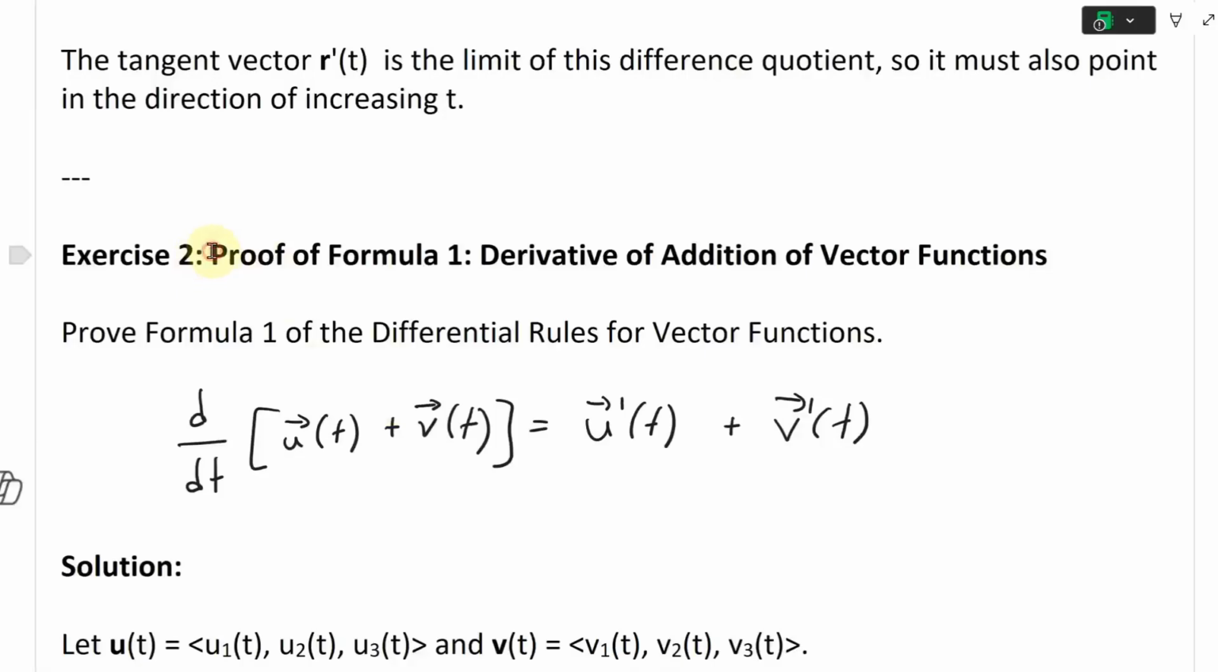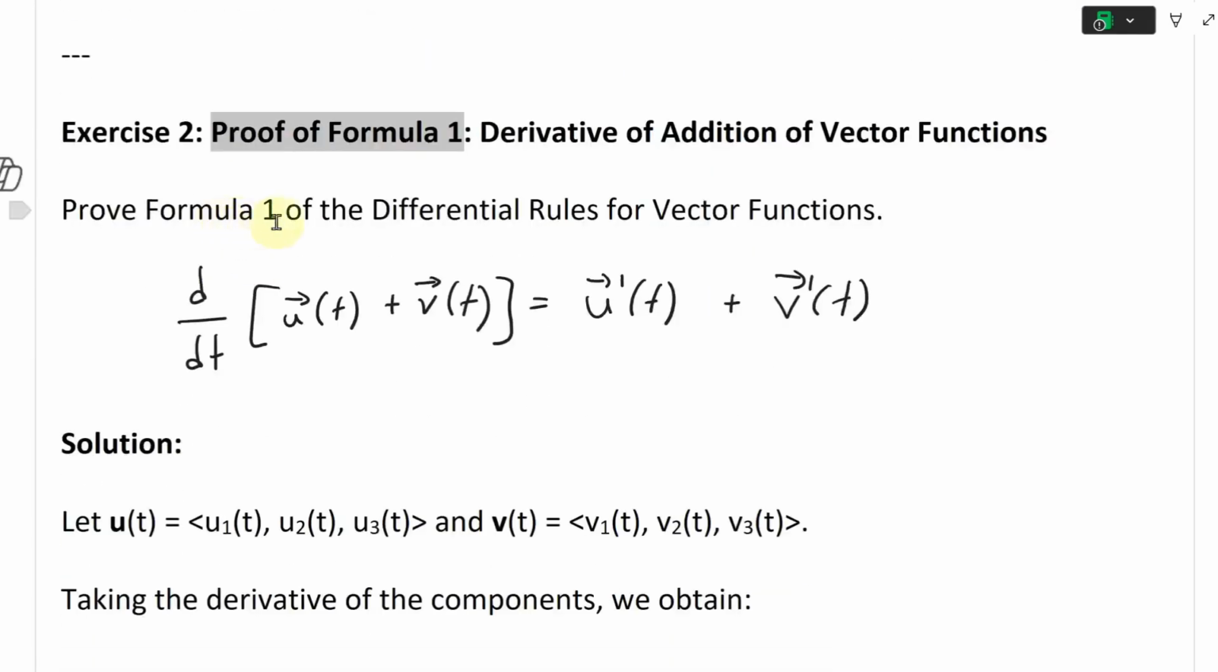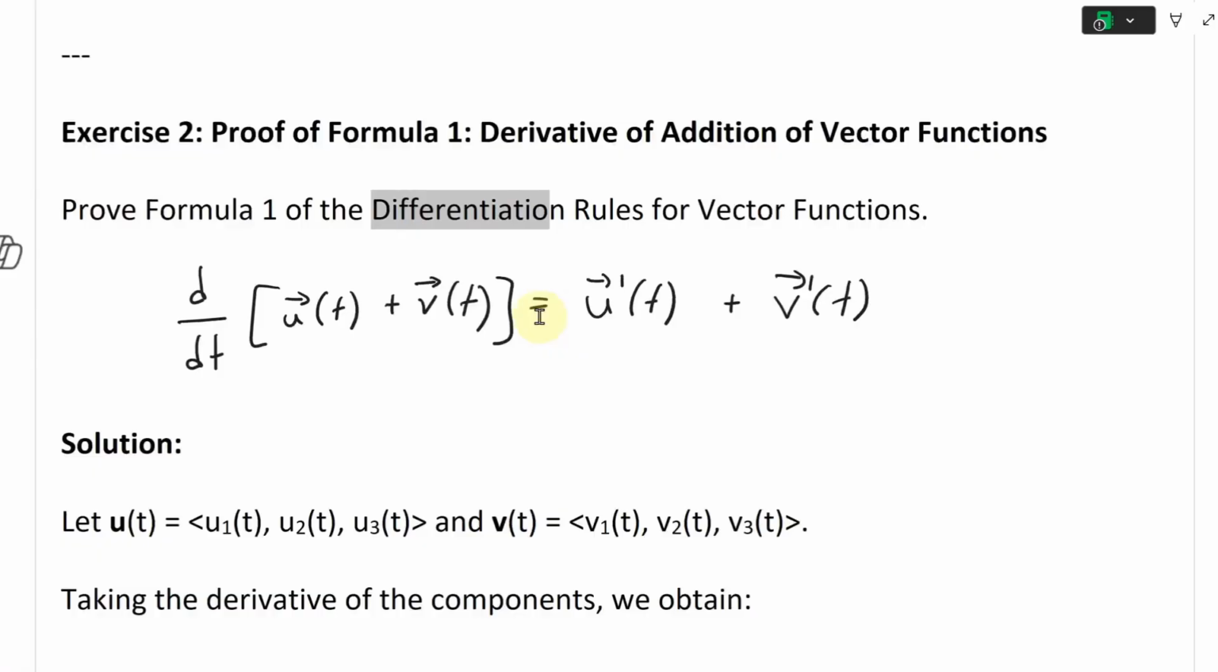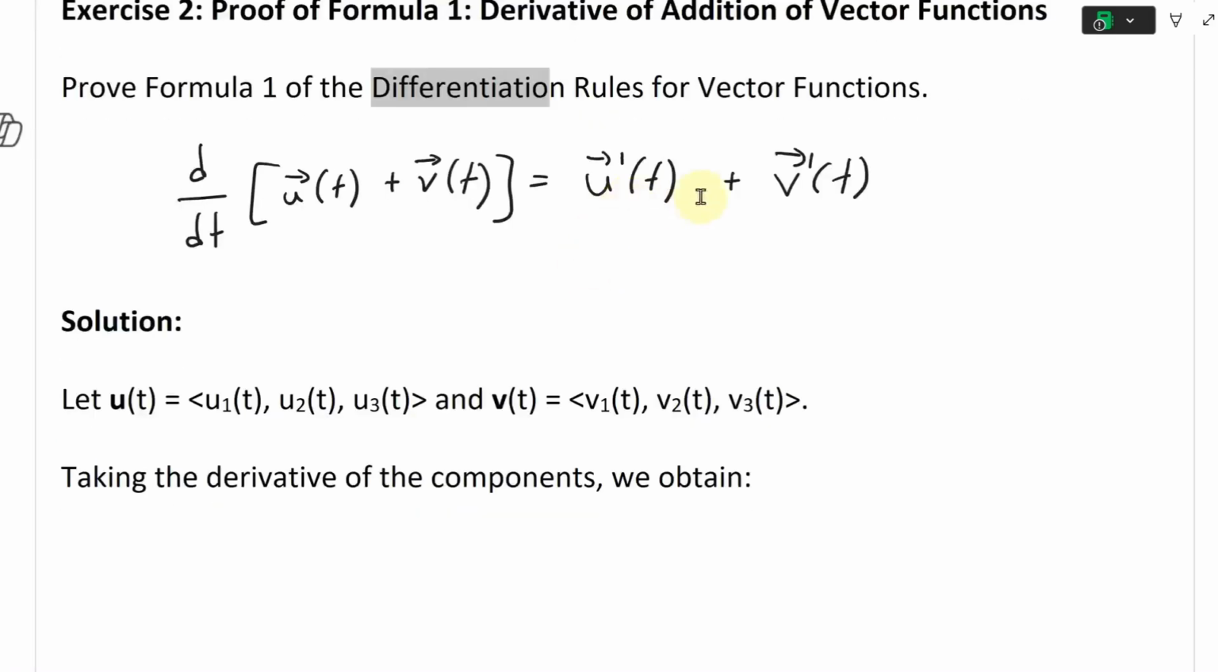Exercise 2, and this one looks at the proof of Formula 1, which is the derivative of the addition of vector functions. We're asked to prove Formula 1 of the differentiation rules for vector functions, which is d over dt of u of t plus v of t equals u prime of t plus v prime of t. Basically, the derivative of two vector functions when you add them is just the derivative of each individually added. So let's take a look at the solution.